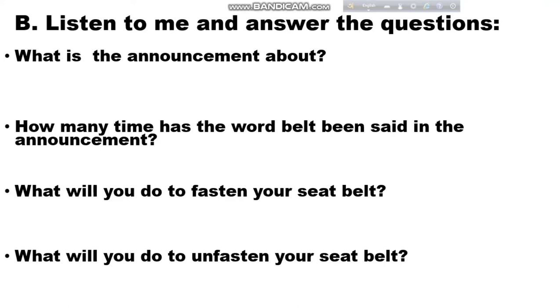Ladies and gentlemen, I would like to draw your full attention to the television monitors. We will be showing our safety demonstration and would like to have your complete attention for the next few minutes. When the seat belt sign illuminates, you must fasten your seat belt. Insert the metal fittings one into the other and tighten by pulling on the loose end of the strap.